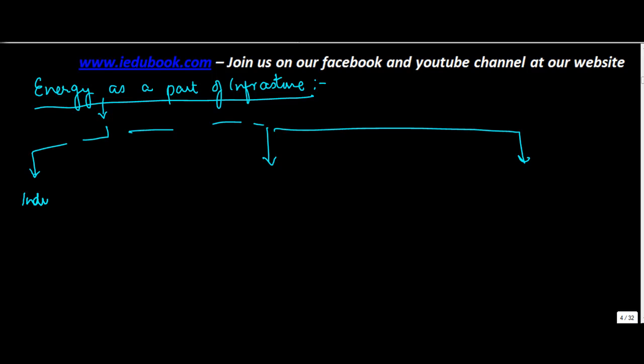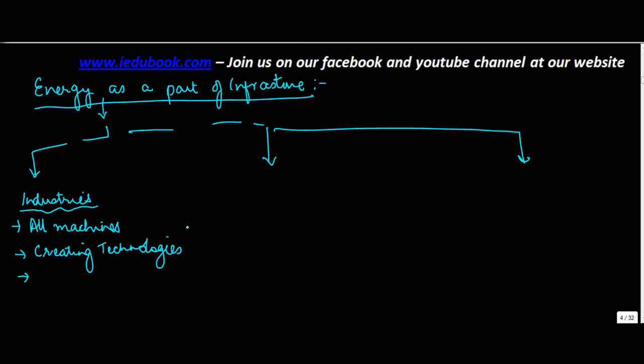First part is, let's say, industries. All the machines run on power or electricity. So we require energy to run the machines, we require energy for creating technologies, okay? And you require energy for all the developmental processes that take place in a company or in the industry. So the need of energy in the industry cannot by any means be undermined.